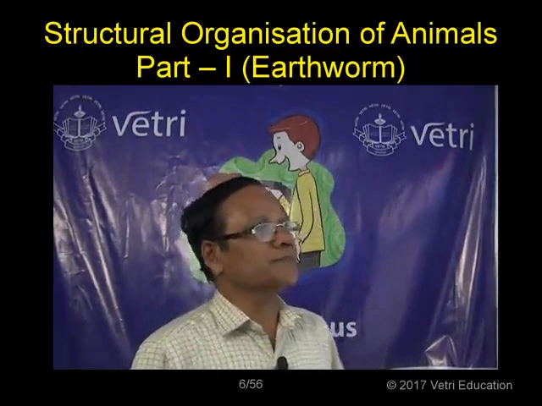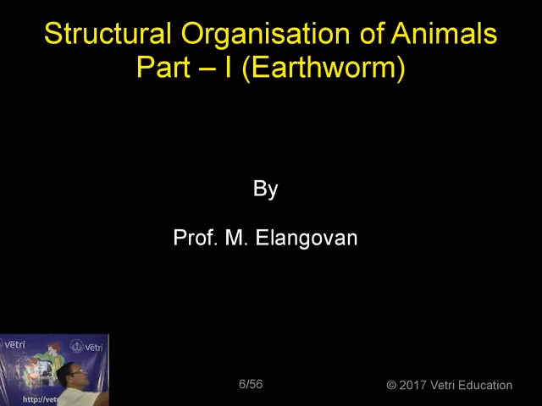We'll start the lesson. So far we studied the different kinds of tissues and the structural organization. The topic is structural organization of animals. There we have studied the tissues first, the different types of tissues: epithelial tissues, the supporting tissues, that is the connective tissues, then the muscle tissues and the nervous tissue. Now we have to go for the organization of different organisms.